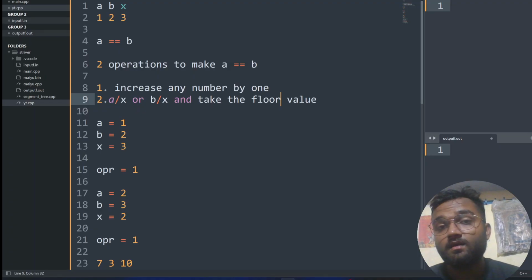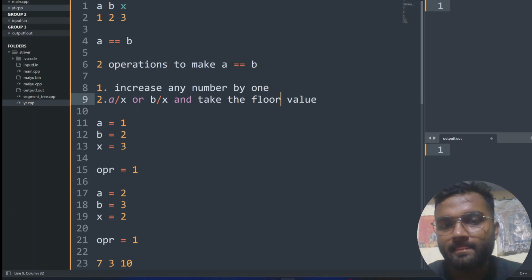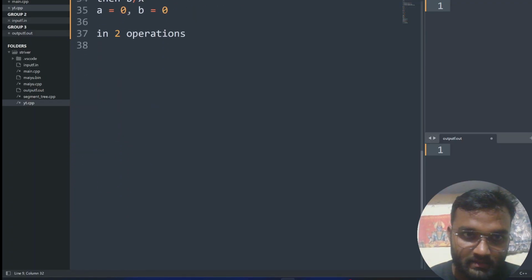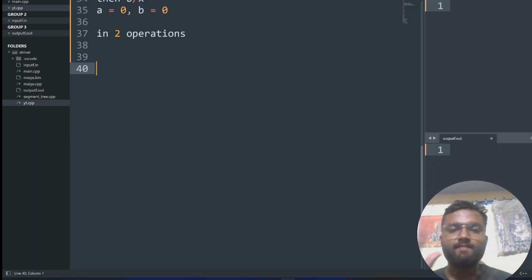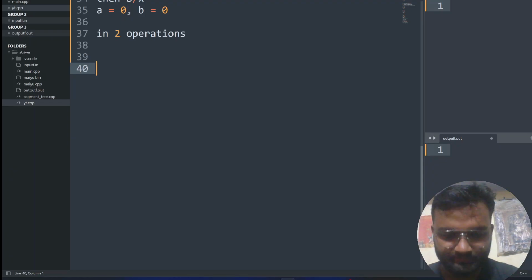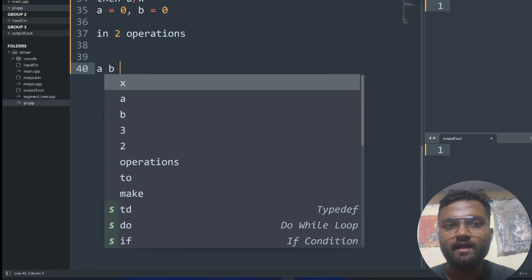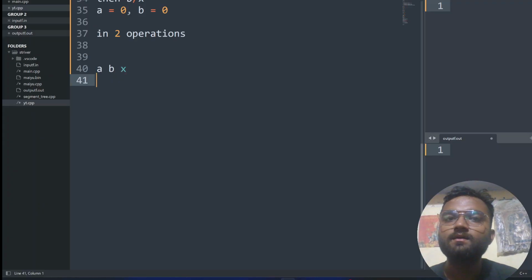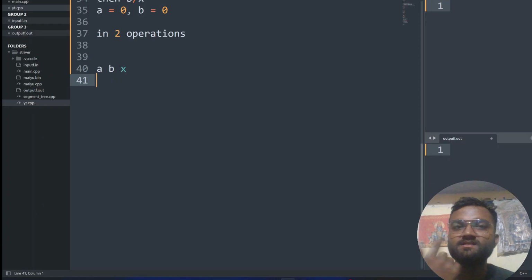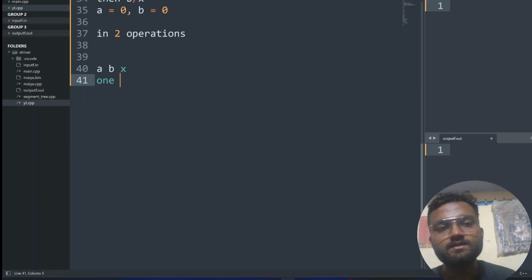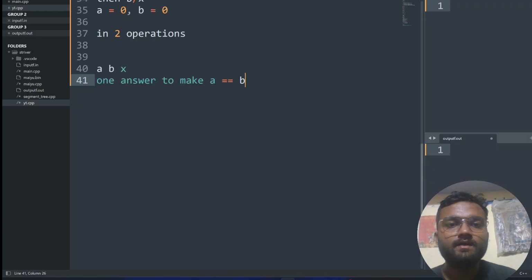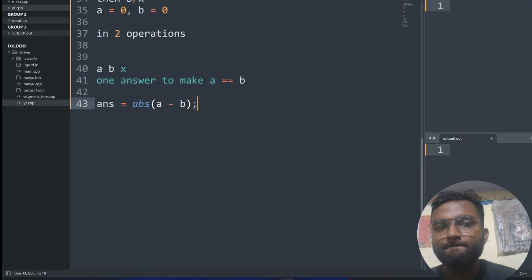So if we start thinking about the problem, one thing we can see clearly is that we have to minimize the answer. We will think about that later. If we are just given a and b and an x, what is one answer we can get instantly? To make a and b equal, one answer can be just the absolute value of a minus b.